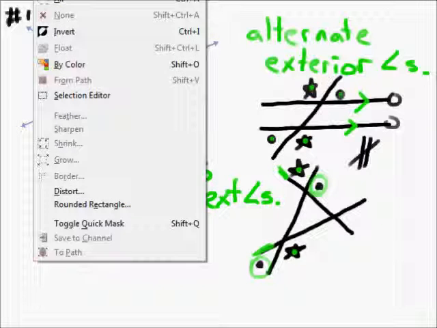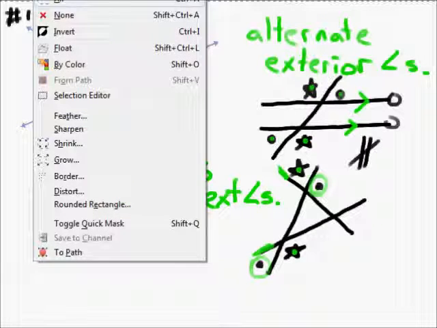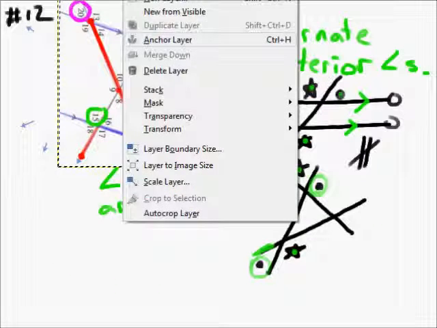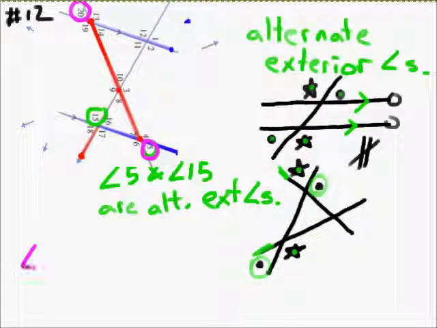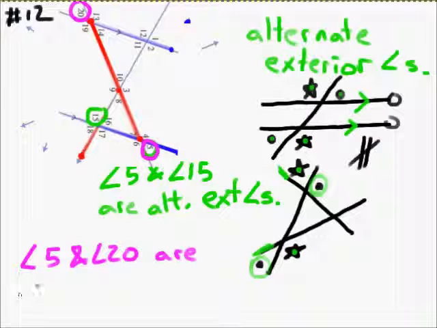Oops. There we go. So angle 5 and, forgot what I had going on there, that layer was floating. Angle 5 and angle 20 are alternate exterior angles.